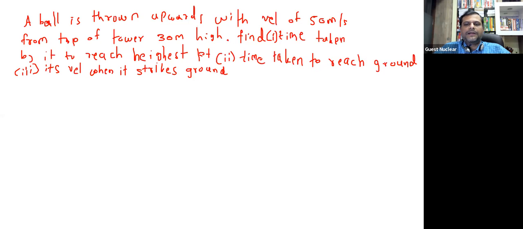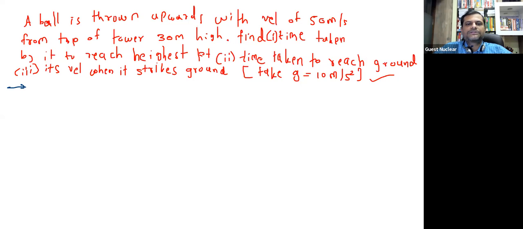Yes, and g is given, take g as 10 meter per second square. Okay, so that will be a little simple for us. g is given to be 10 meter per second square. Okay, this is the question. Let's try to solve it. How can we do that?